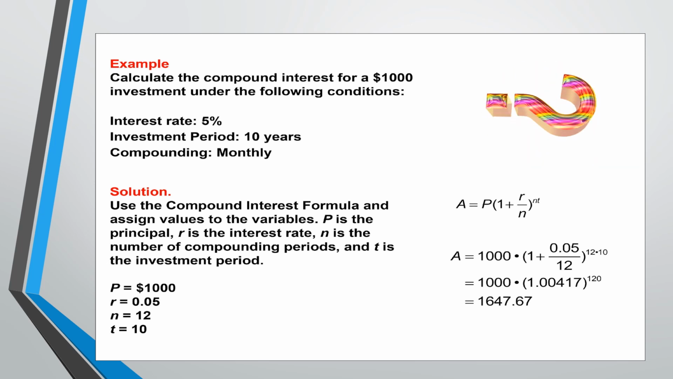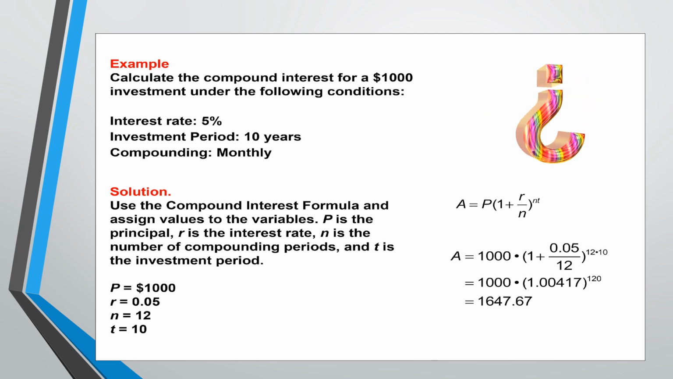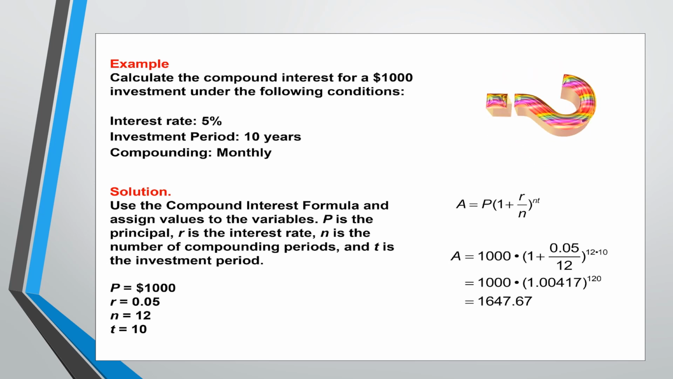Solution. Use the compound interest formula and assign values to the variables. P is the principal, R is the interest rate, N is the number of compounding periods, and T is the investment period.